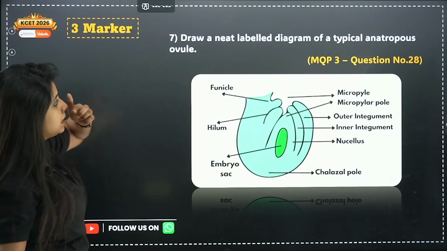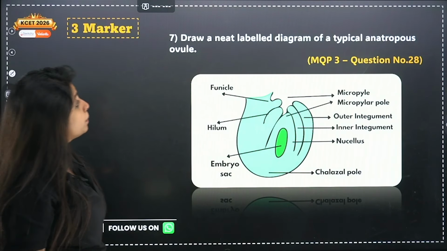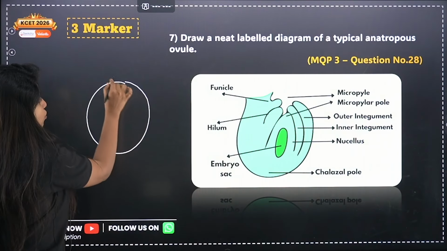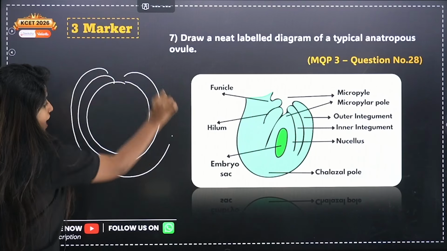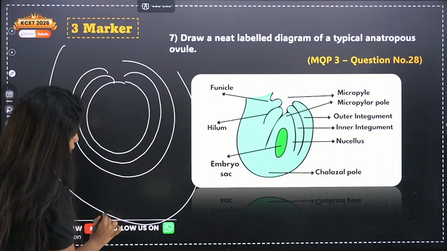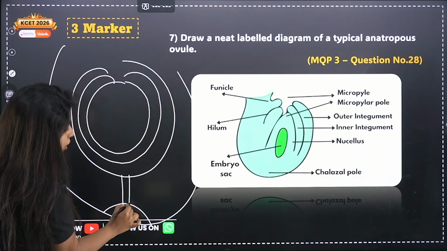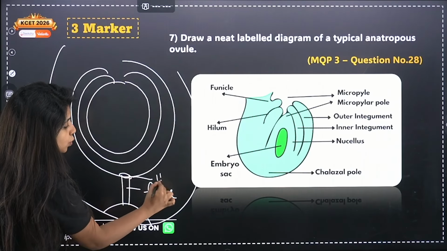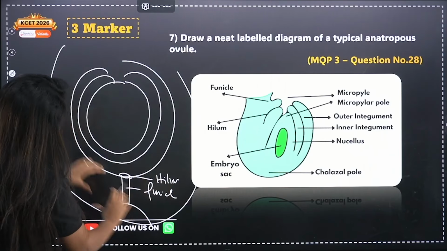Going ahead with the next thing, draw a neatly labeled diagram of a typical anatropous ovule, the inverted ovule. So basically in the ovule, what is there? You have 2 integuments like this, and then my dear children, it's inside the ovary. Inside the ovary, you have the placenta. Placenta is attached to the ovule with the help of a structure that is known as funicle, and the point of attachment is known as hilum. Now suppose this whole thing is shifted this side.